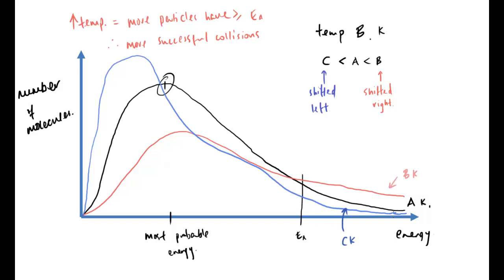therefore there are fewer molecules that have the required activation energy, which gives us the link into our rate of reaction. If we were to say that we decrease the temperature, less particles, and less successful collisions.